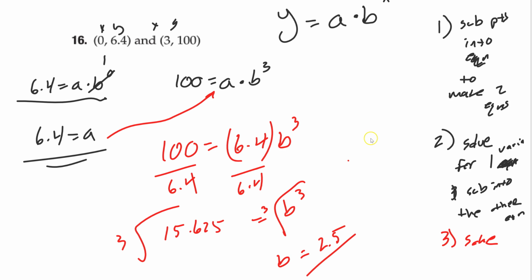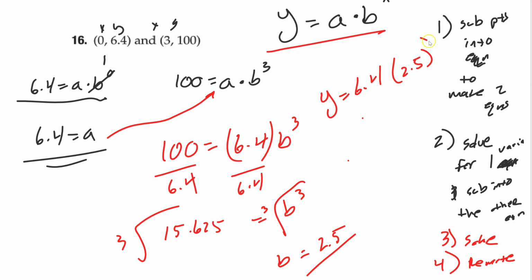So that's my b, but don't forget we have b and we have a. So the last step is rewrite. The question wasn't find a and b, the question was to write it as an exponential function, so rewrite it. My answer is y equals 6.4 times 2.5 to the x power. That's how you write an exponential function given 2 points. Write down a normal exponential function, plug the points in, then do substitution. Substitution method, that's all it is.